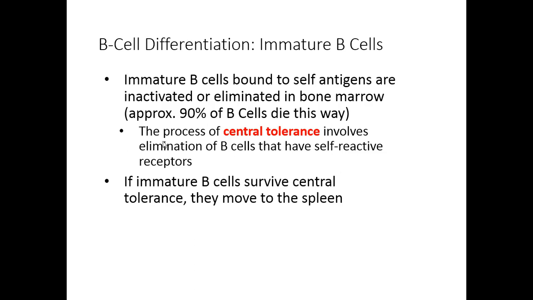The process of checks and balances that identifies whether a B cell is reactive to self is a process called central tolerance. It's in red on your slide deck here. We're going to spend a lot of time on this process in autoimmunity.